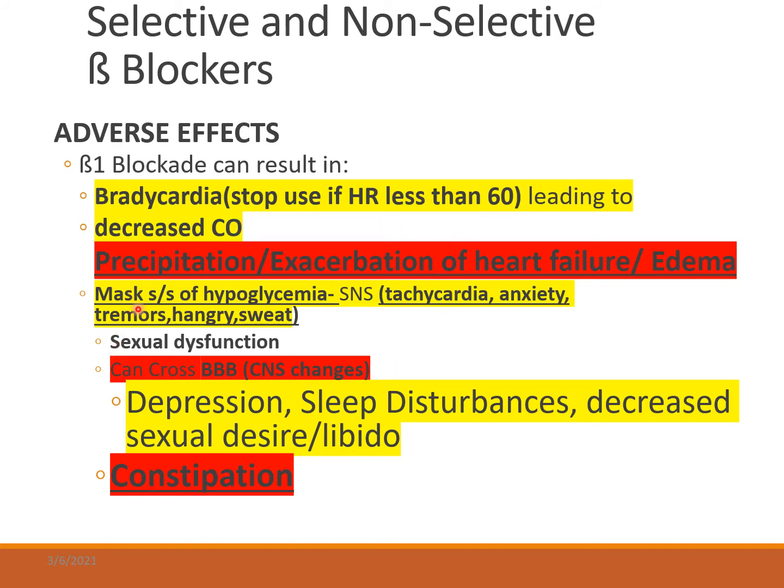All right. Then it causes precipitation of heart failure, edema, masks the signs and symptoms of hypoglycemia, can cross the blood-brain barrier, so CNS changes can be seen, constipation can be seen. All right.